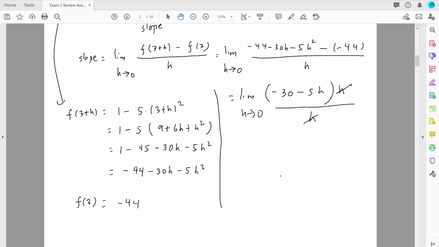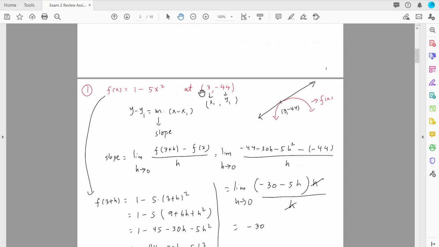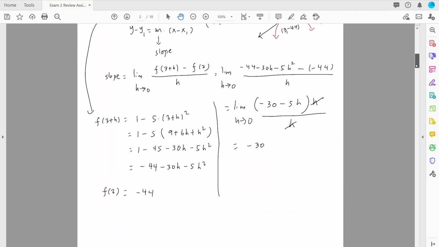After that, for finding the limit, we just have to put h equal to 0 in the rest of the expression. In this case, if we put h equal to 0 here, the leftover will be negative 30. So the slope of the tangent line for this function at 3 comma negative 4 is negative 30. Now we're going to use this negative 30 back in the equation of tangent line. x1 is 3, y1 is negative 44, and that will help us find the equation of the tangent line.